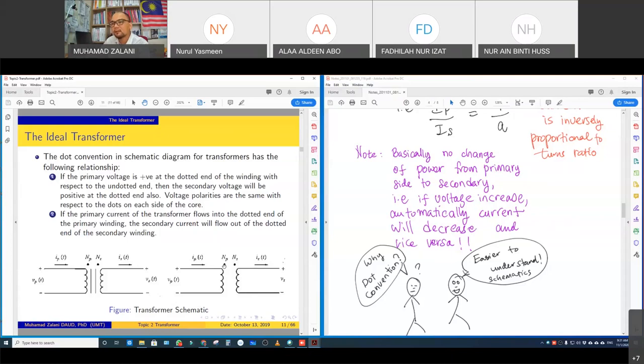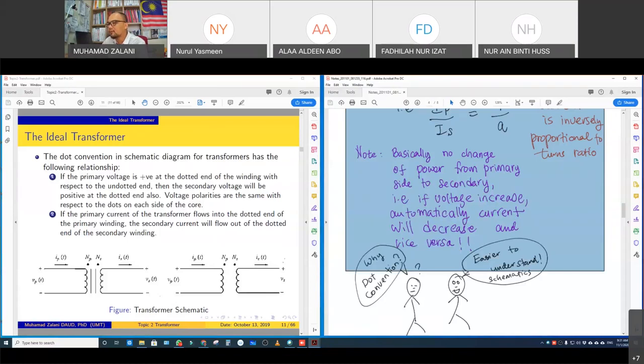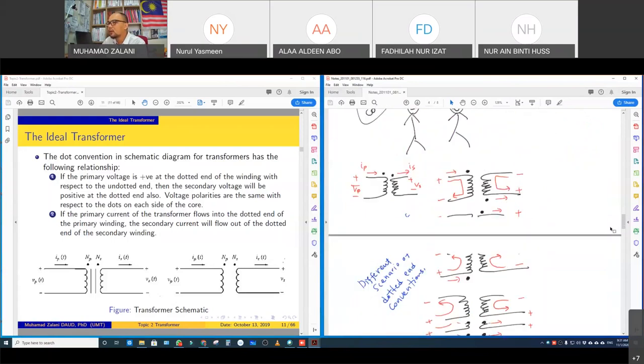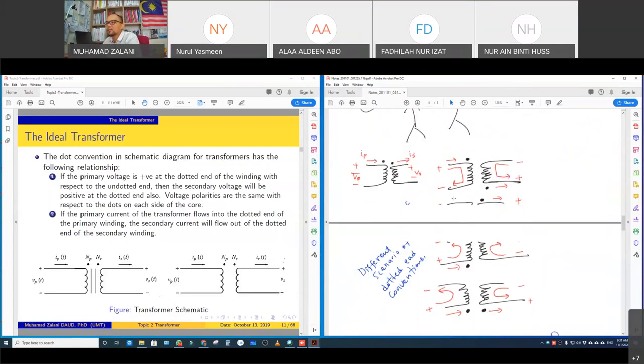All right, but for the secondary side, the current is flowing out of the dot end. So we have this dot here, and current is actually flowing away from this dot. I have given some other examples here.